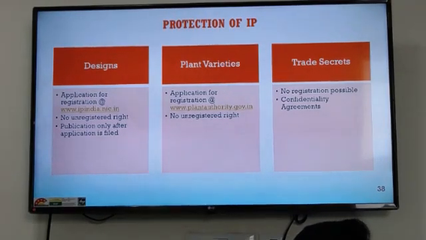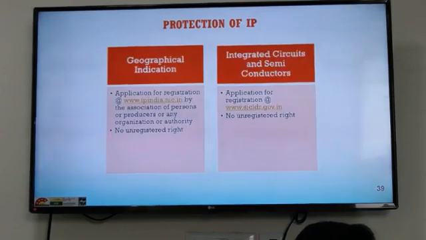The Plant Authority is a separate standalone authority that has been constituted by the government. So you go to plantauthority.gov.in to file your application for registration. And like I said, for trade secrets, there is no registration; you protect them through confidentiality agreements.